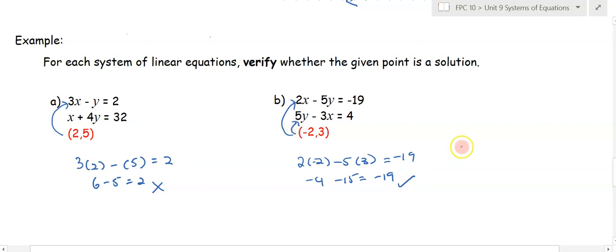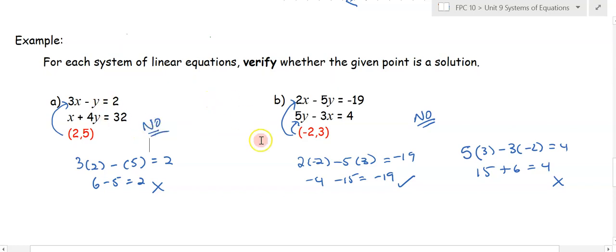So now I go and test the second one out. So it has to work in this one as well. So 3 is y. Negative 2 is x. Does this work? I get 15 plus 6 is 4. That does not work, so this is a no. It is not a solution. It's on the first line, but it's not on the second line. And this one's not on the first one. I'm not even going to check the second one. It doesn't matter. So these are both no. Has to work in both.